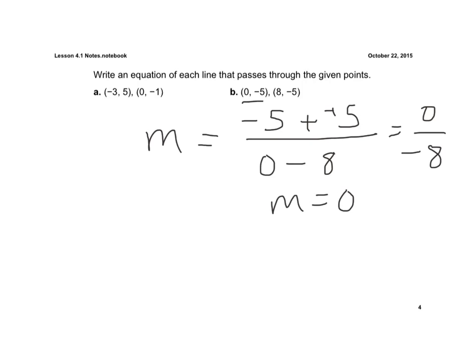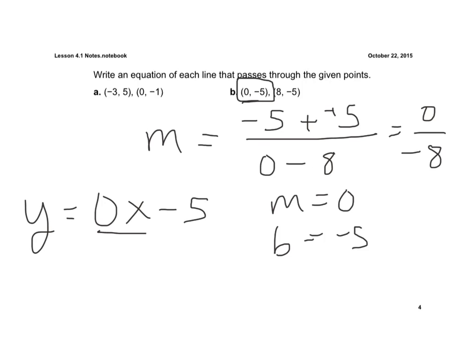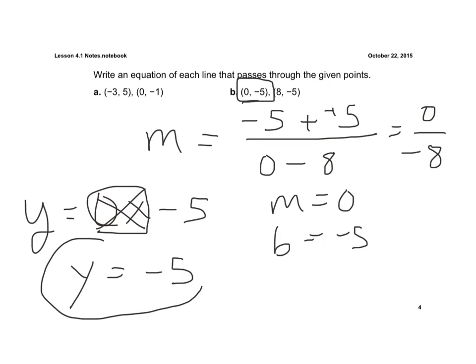And then again, this is my y-intercept. So my b is a negative 5. So I'd have y equals 0 times x minus 5, but again with a 0 slope, that just makes that term go away. So this actually happens to be the horizontal line of y equals a negative 5.